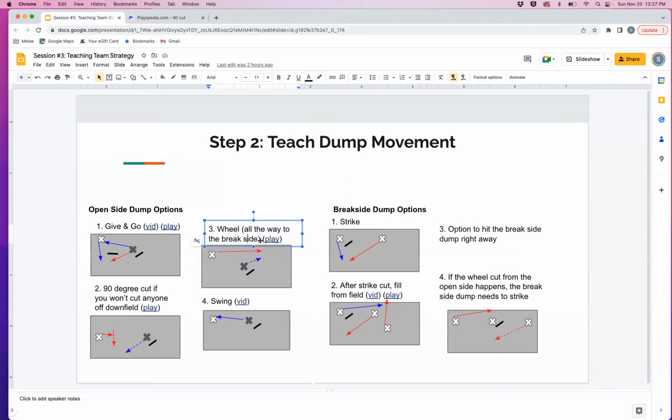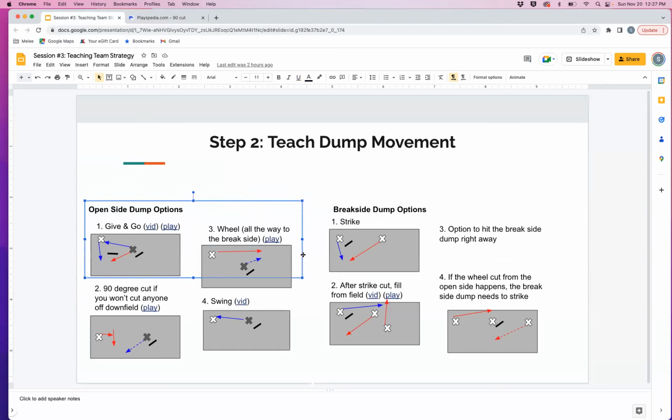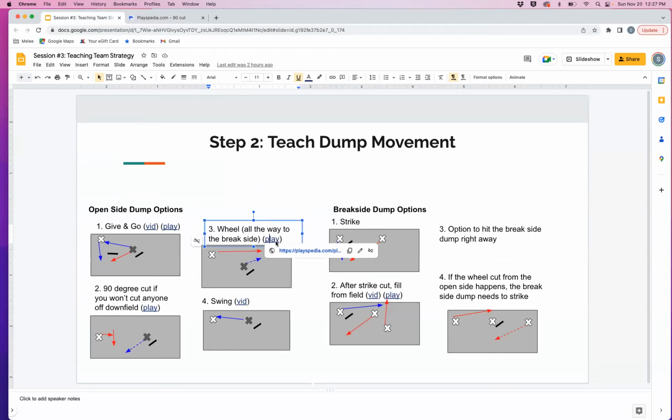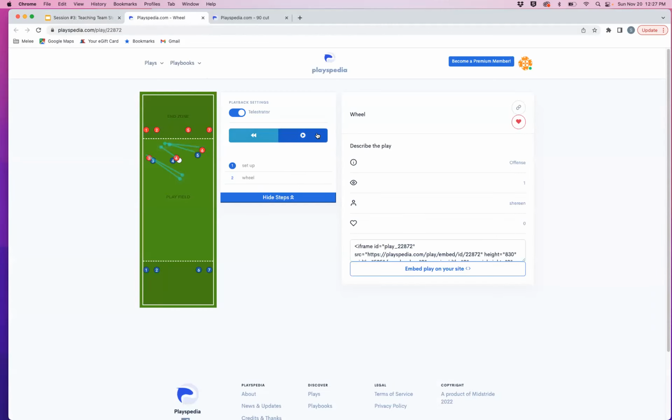There's also this concept of a wheel cut. I think other teams call it something different. I call it wheel. Basically, it's the dump cutting behind the thrower, and then the thrower would throw it to the dump once the dump gets on the break side. So here's an animation.